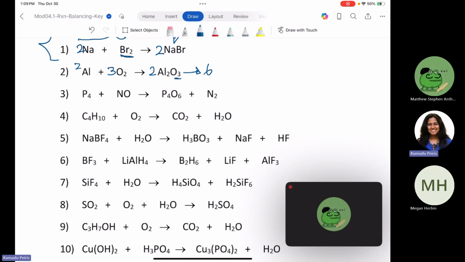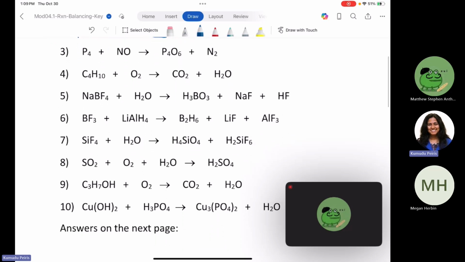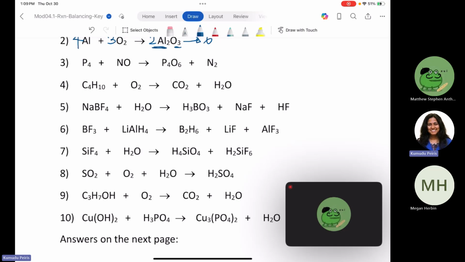Since I added 2 in front of Al2O3, that makes the aluminum total 4. So now I have to delete the number 2 in front of aluminum and make it into 4. Questions? When we are balancing these equations, we should try to use the smallest ratio between the elements and substances.